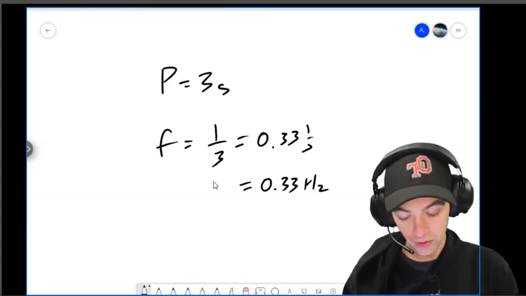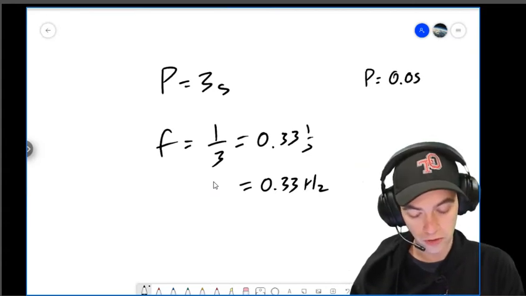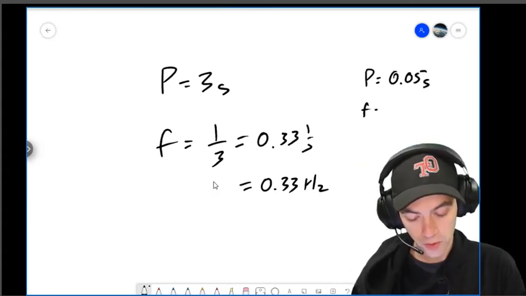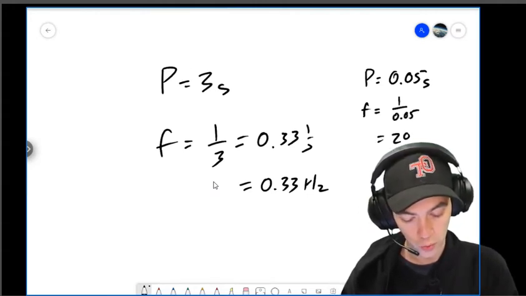So another example, let's say it took us 0.05 seconds to produce an entire wave. Our frequency in this case would be 1 over 0.05, which would be 20 hertz.